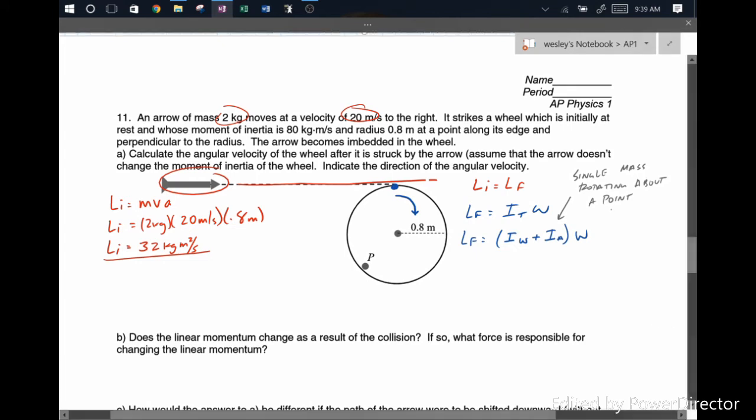Anytime we have a single mass rotating about a point, the rotational inertia is m times however far it is from that point, the radius squared. So, in this case, L final is going to be the 80 kilogram meters squared plus the mass of the arrow 2 times the radius of the arrow 0.8 squared times that final angular speed.